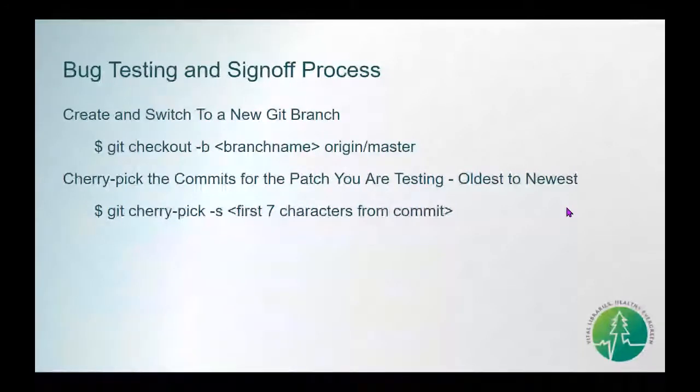The next step is to find your bug, and I should have had an example bug, but I don't. You need to do a cherry-pick. The -s will add your sign off. You don't know at this point that you're going to sign off on the bug, but if you do, you'll have the sign off there and you don't have to worry about it. And then you need the first 7 characters from the big long commit string to pull that patch into your Git branch.